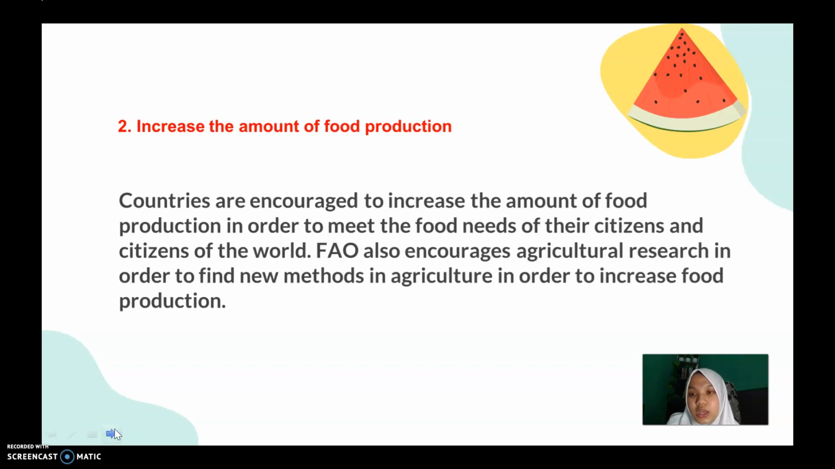2. Increase the amount of food production. Countries are encouraged to increase the amount of food production in order to meet the food needs of their citizens and citizens of the world. FAO also encourages agricultural research in order to find new methods in agriculture to increase food production.